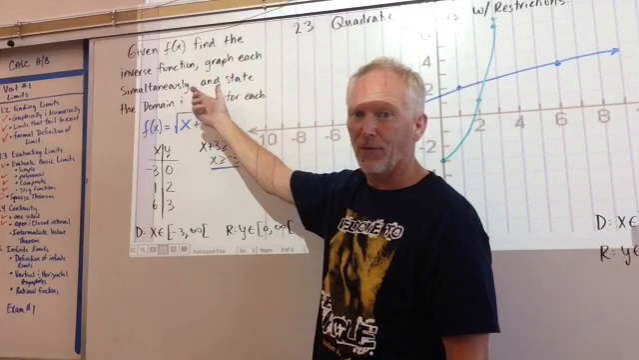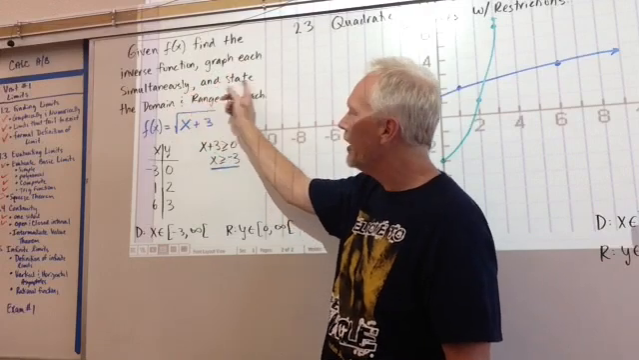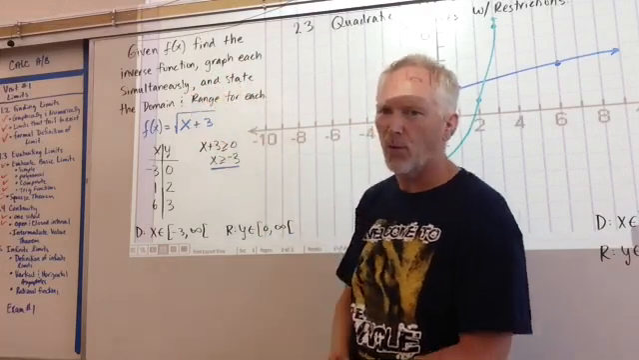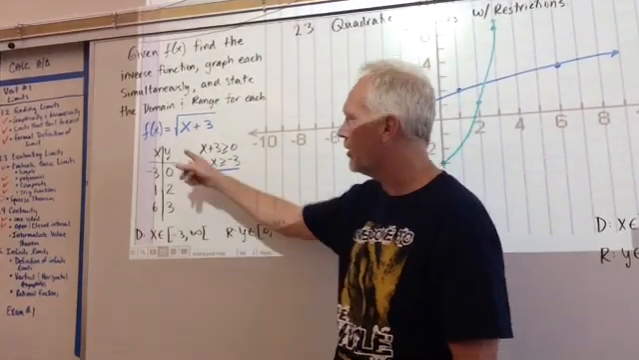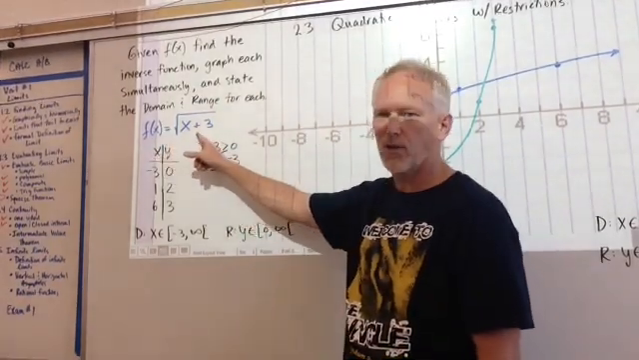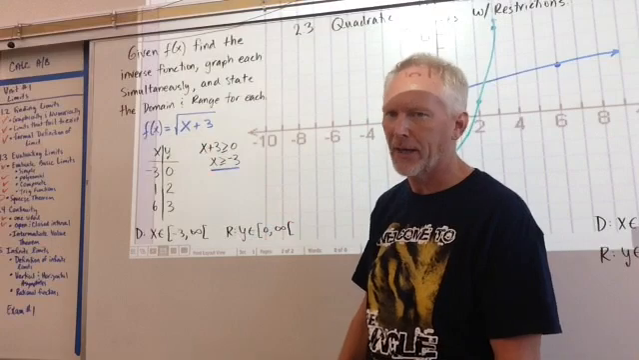So we have an f of x. We're going to find the inverse. We're going to graph both and state the domain and range for each. All right, so here's our function. f of x is equal to the square root of x plus 3.